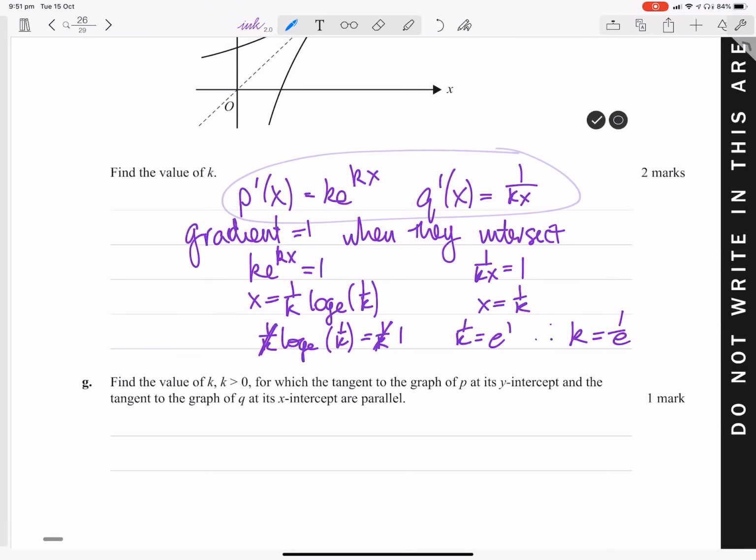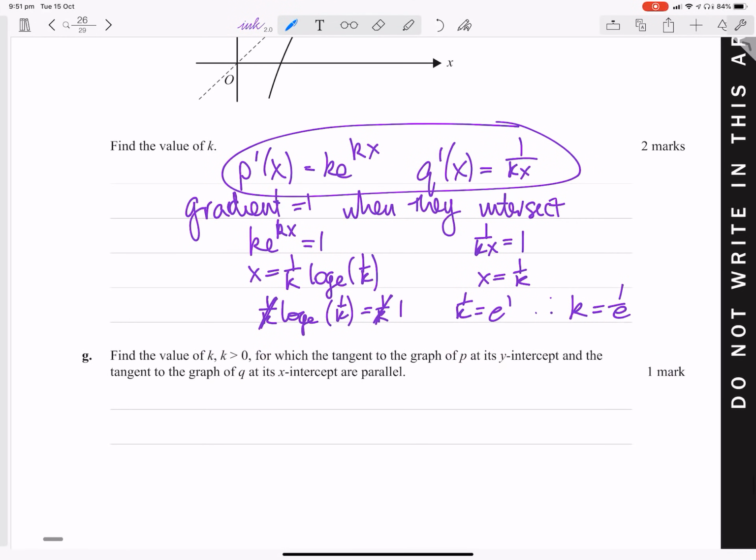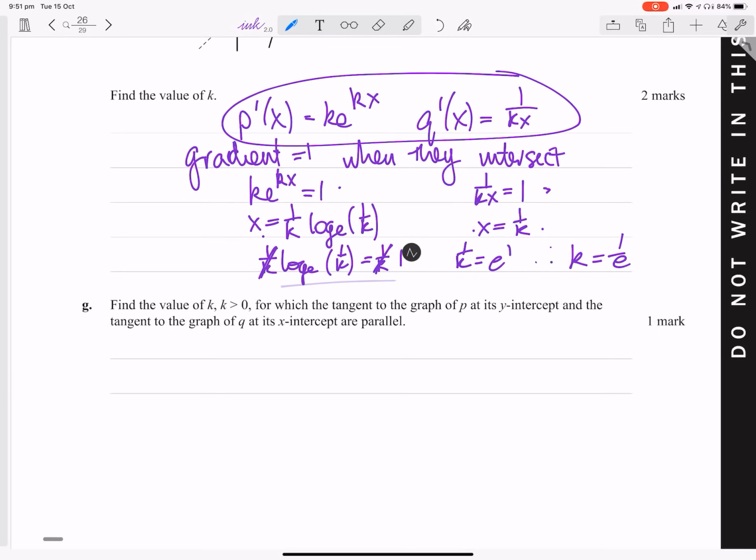So we know they've both got the same gradient, and that gradient's 1 because the line y equals x has a gradient of 1. I set both of their gradients equal to 1. Then, got x in terms of k, x in terms of k, let them be equal and solve for k, and I get 1 on e.